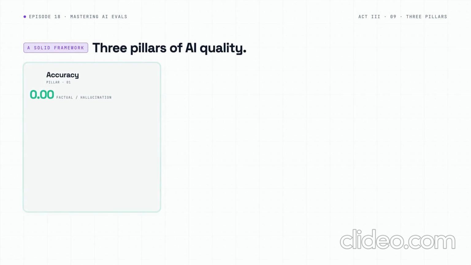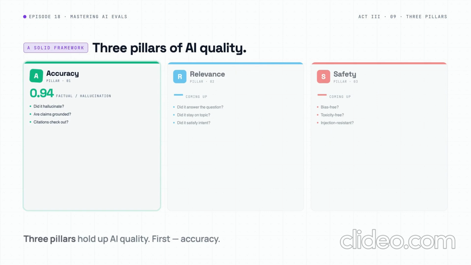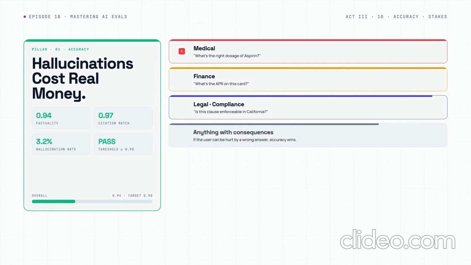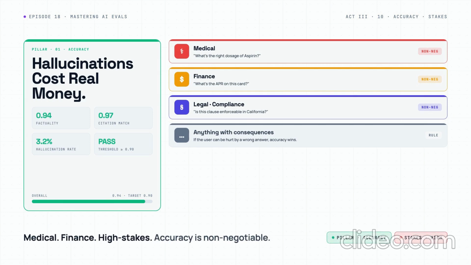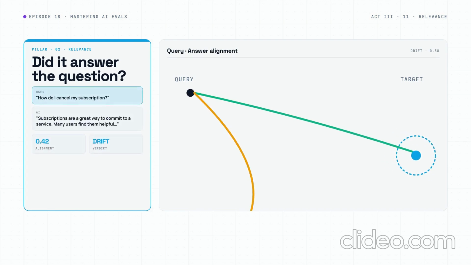A solid evaluation framework rests on 3 pillars. The first is accuracy. Is the model hallucinating? In a medical app, in a finance app, in any product with consequences, accuracy is non-negotiable. The second pillar is relevance. Did the AI actually answer the question? Or did it drift into a polite, well-written tangent that misses the point?